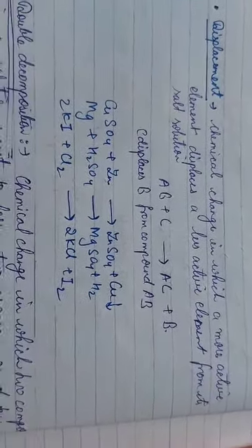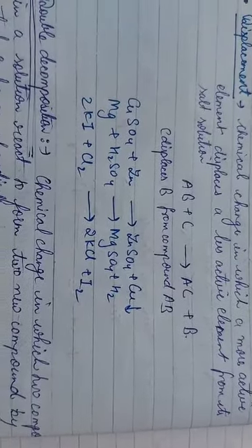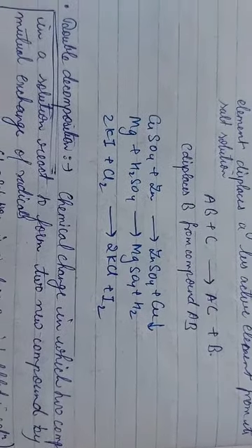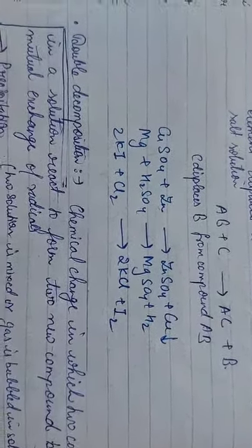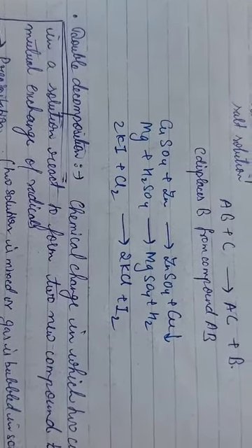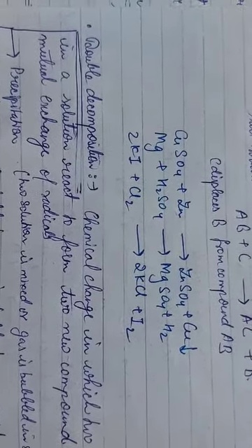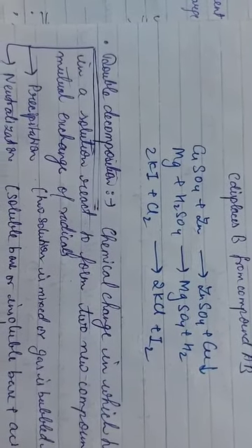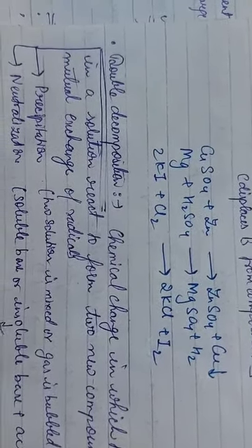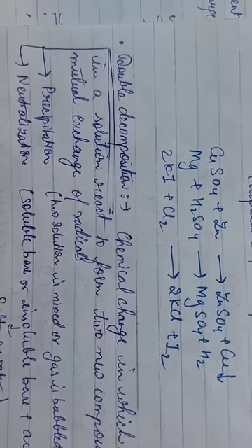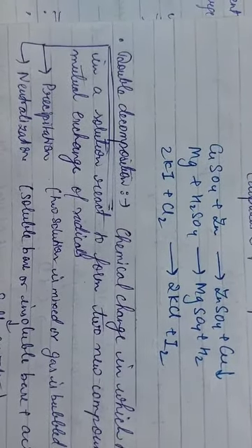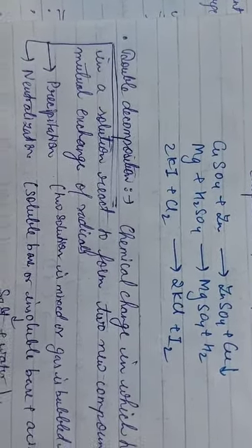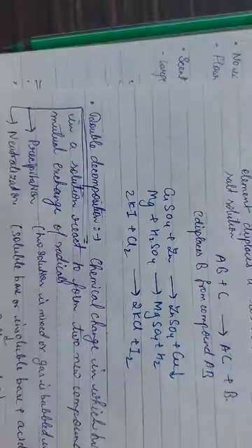The further reactions are copper sulfate with zinc. The sulfate is taken by zinc and copper is liberated. Similarly, magnesium and H2SO4: Mg takes SO4, magnesium sulfate is formed and H2 is liberated. Similarly, potassium iodide reacting with chlorine gives KCl and iodine. So these are examples of displacement reaction.